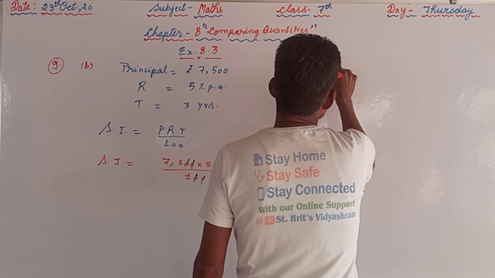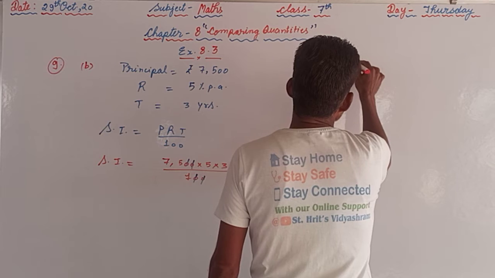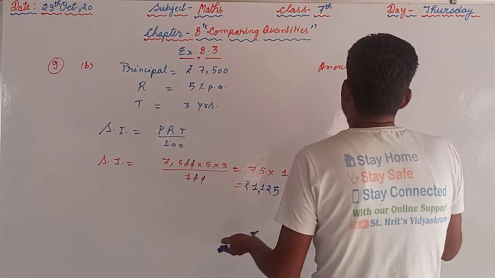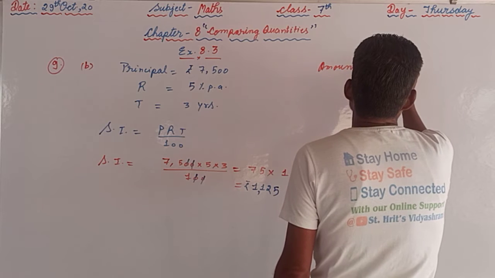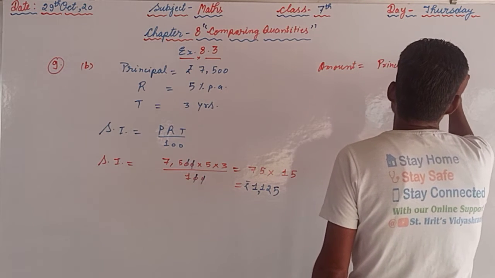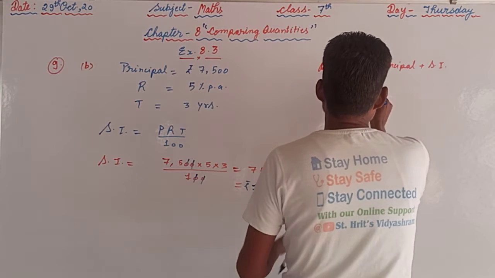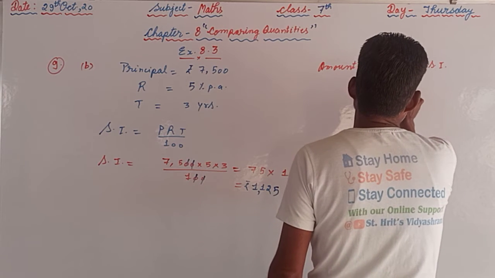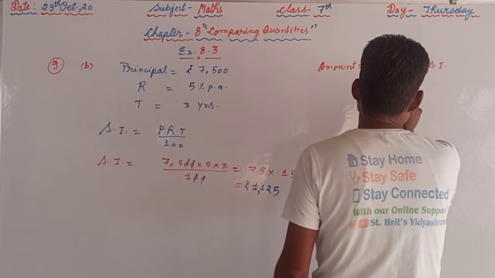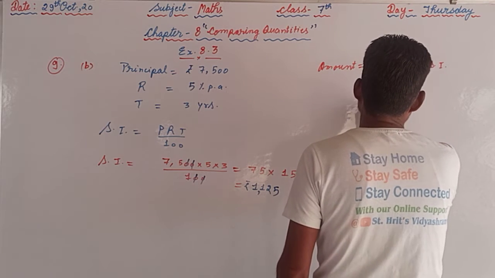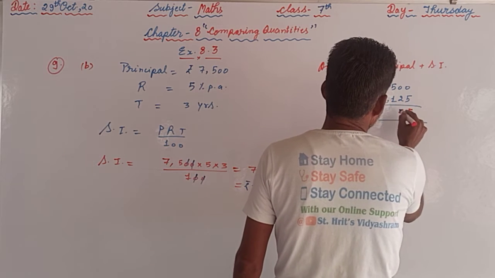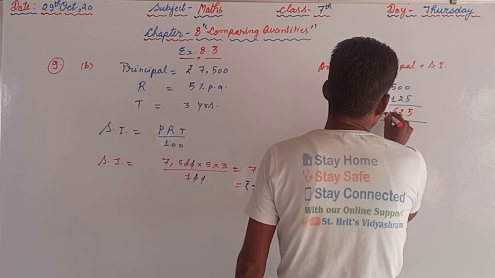So the amount, in rupees, which we are supposed to pay after 3 years will be equal to the principal plus simple interest. That will be equal to 7,500 plus 1,125, and if we add, we will get 8,625.